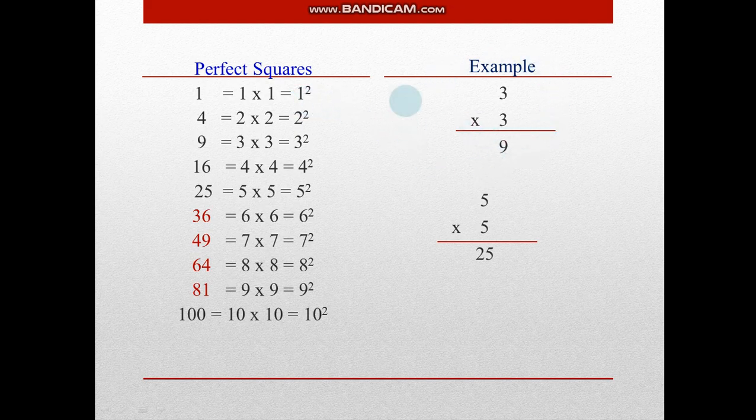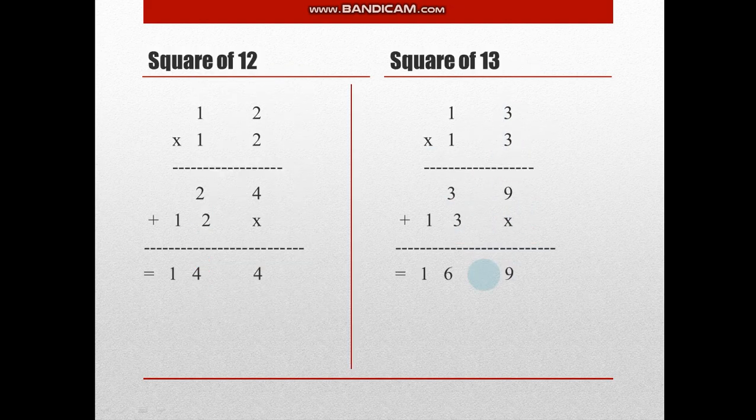This is a single multiplication process that I have multiplied for getting the square of 3. That 3 multiply 3 equals 9. So 3 1s are 3, 3 2s are 6, as well as 3 3s are 9. As same as 5 5s are 25. I have defined the process of double multiplication for finding the square of 12 as well as 13.